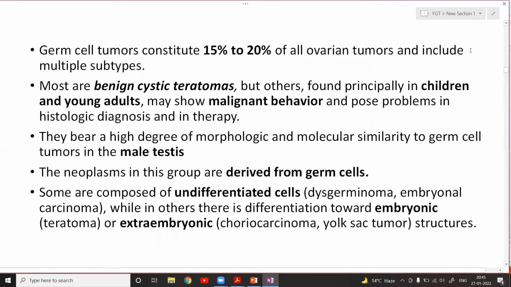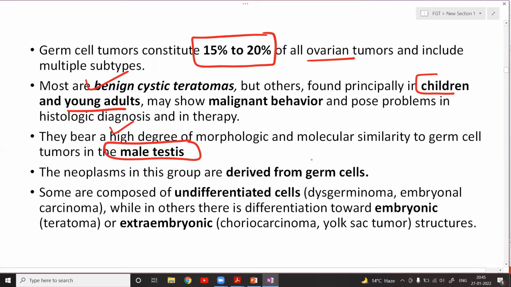Now, let us understand a few important features of germ cell tumors. Germ cell tumors constitute around 15 to 20% of all ovarian tumors and include multiple subtypes. Most of them are benign cystic teratomas and they occur mainly in children and young adults. Sometimes they might show malignant behavior also, but most of the germ cell tumors are benign in nature. Very importantly, they are very similar to the germ cell tumors involving the male testis. The neoplasms in this group are mainly derived from the germ cells.